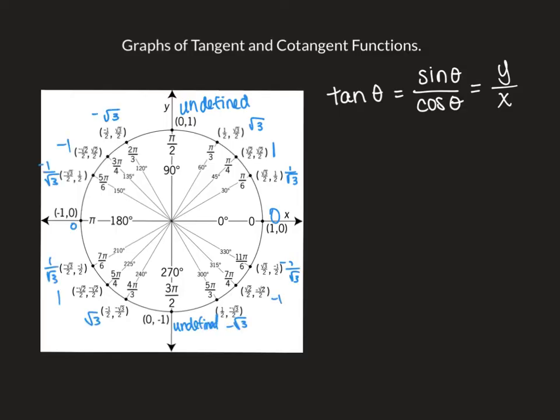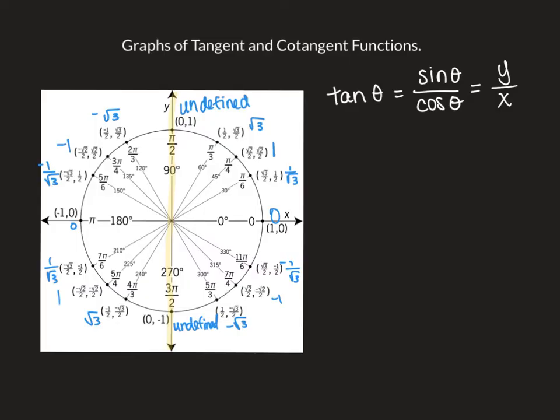Now, if you look at the unit circle, you'll notice that we have undefined values at pi halves as well as 3 pi halves, or 90 degrees and 270 degrees. What our graph will have there are asymptotes, because our tangent graph will keep getting closer and closer to those x values without ever crossing those x values.